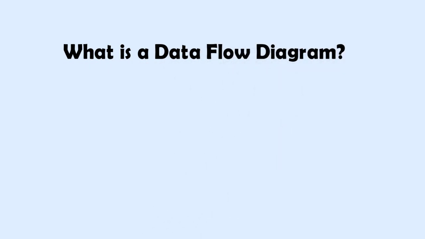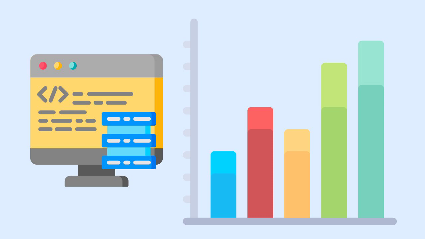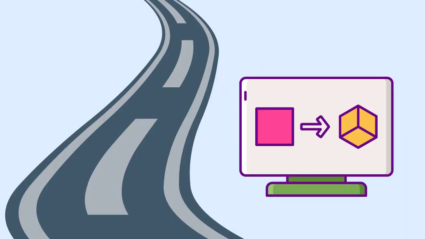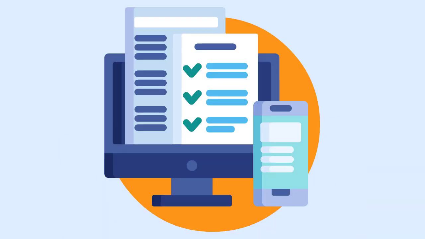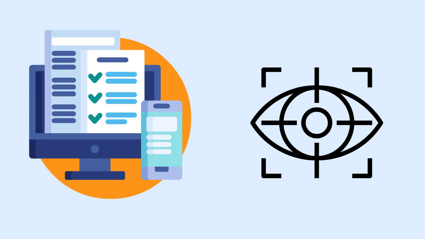What is a data flow diagram? A data flow diagram is a graphical notation of the path and transformation of data as it moves through an information system, as compared to flowcharts which focus on control flow.